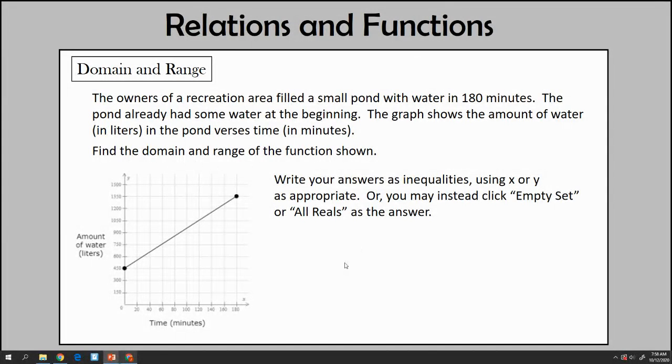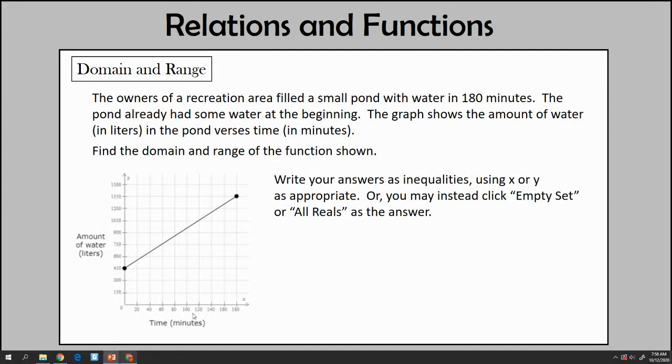So it says name the domain and range. Okay, now remember, domain is the X values. So I'm going to look up to see where I am on the line, and I'm going to use my X value. So this graph spans from 0 to 180 on the X. At time 0, there's 450 liters in there. At 180 minutes, where they said the pond was full, there's 1,350 liters in there.